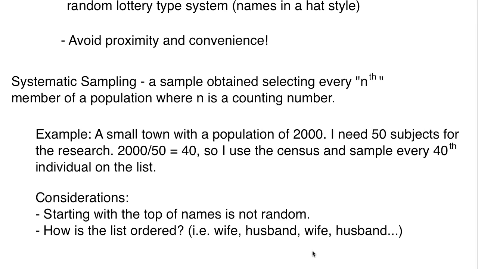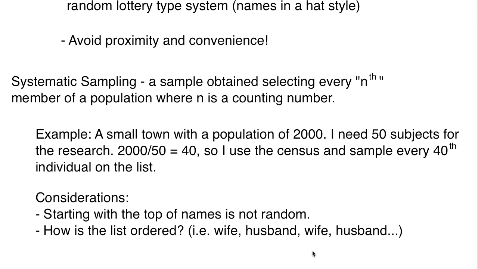So let's say I put it into a random number generator and 1,522 pops out. Then I go to individual 1,522. That's my first sample. And then I go every 40th, right? I might need to reset the list if I hit 2,000 and go back to the top, but I pick every 40th from there.